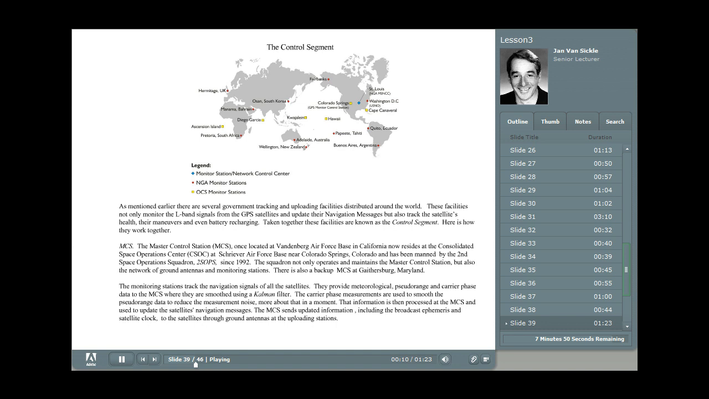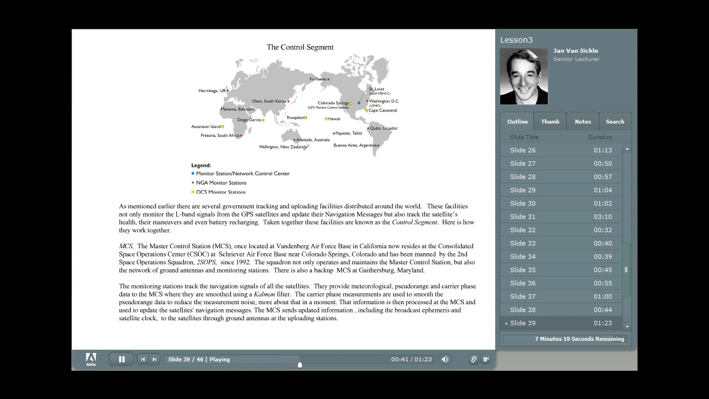Now, moving on to the control segment again. Remember that the control segment is a combination of monitoring stations and upload stations that allow the navigation message to be updated. And the control segment is all fed into the master control station, which is now at the Schriever Air Force Base in Colorado Springs.